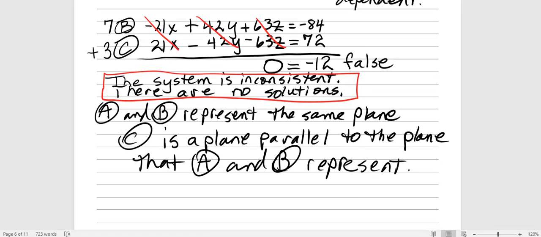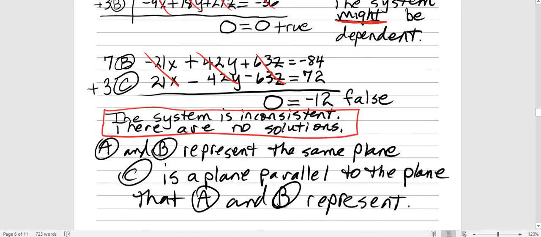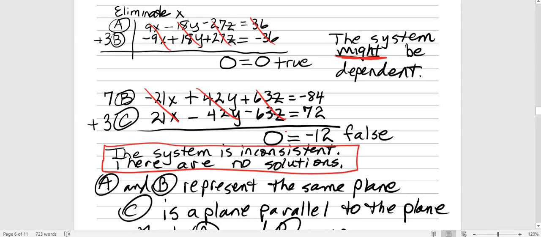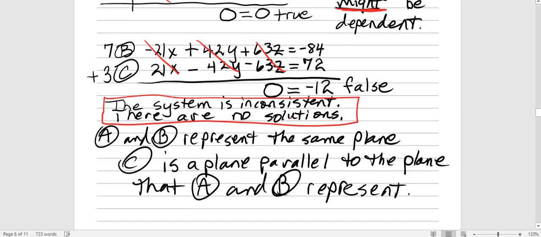So that's what happens in this case. 2 of the plane equations represent one plane. The third equation represents a plane that's parallel to that one plane. So there's never a point that will lie on all 3 planes. So there are no solutions.